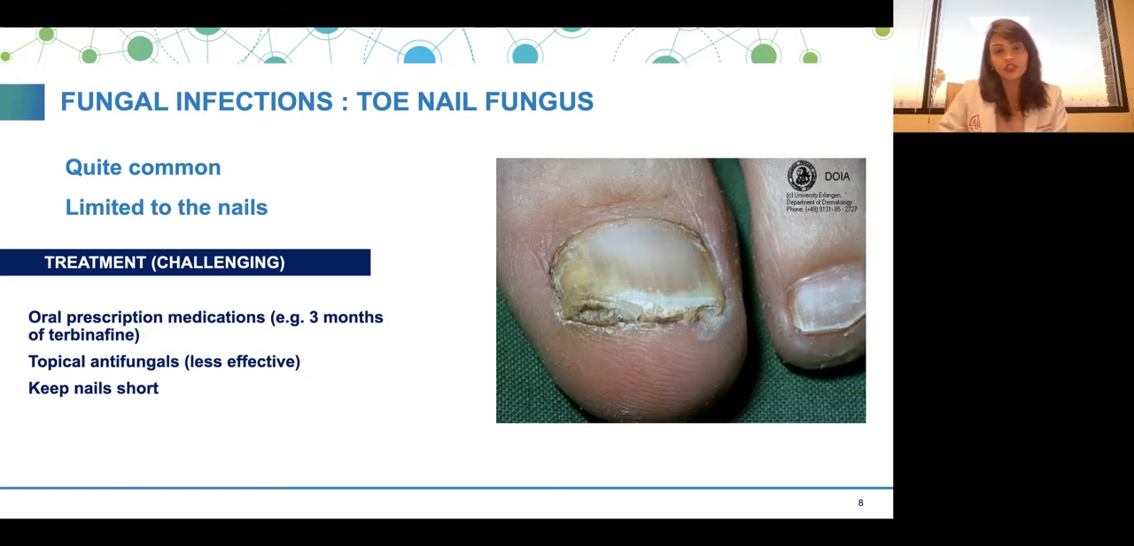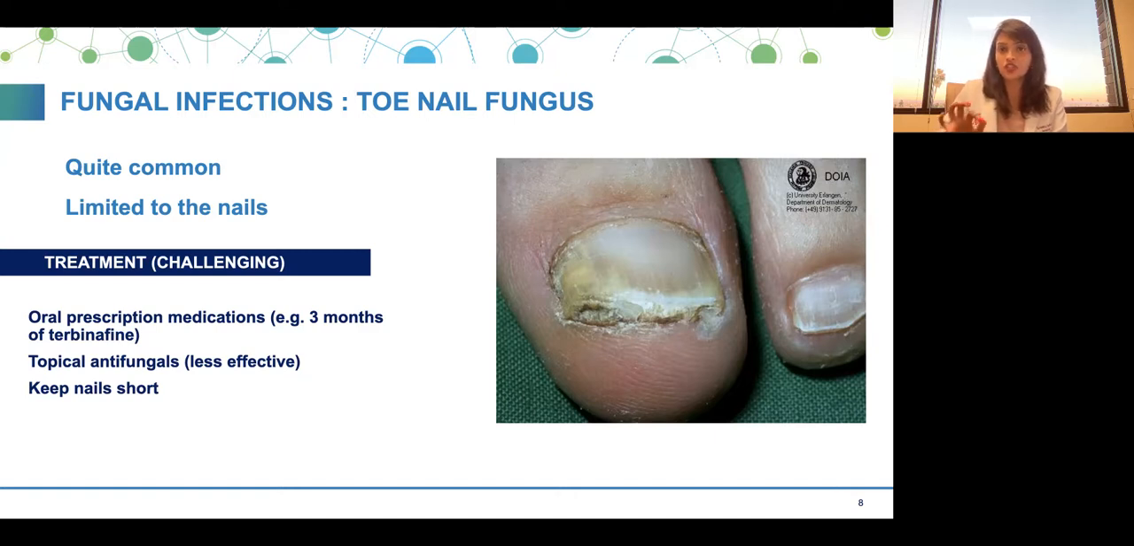Treatment can actually be very challenging. The best treatment we have is oral prescription medication called terbinafine, which is typically a 3-month course. And even with that, the success rate is about 60% or so. And also sometimes we need to do monitoring of your blood to look at your liver because it could possibly affect the liver.